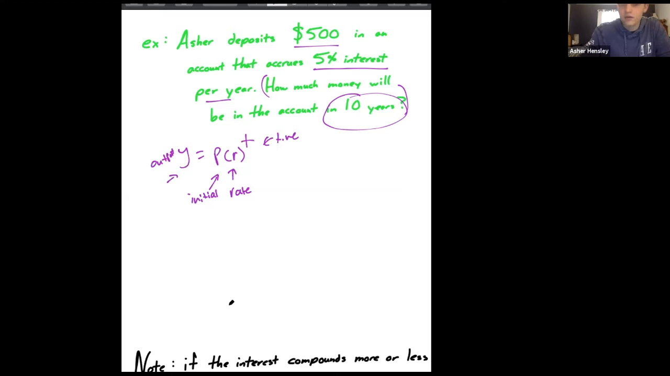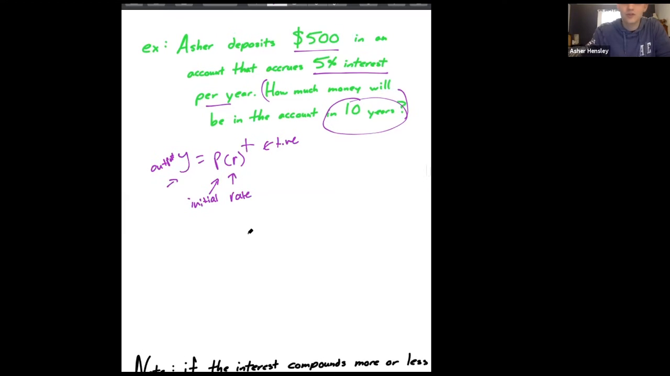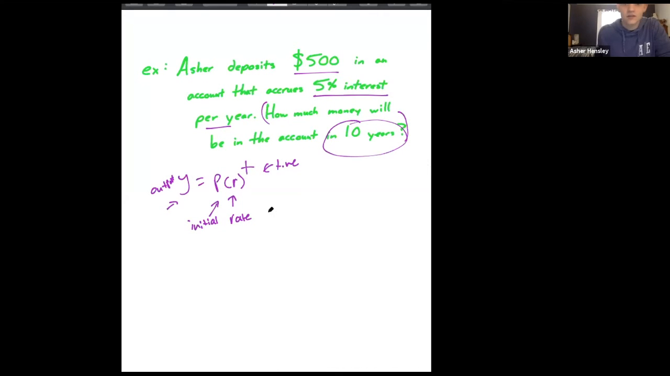Rachel Matthew, why don't you tell me how to input these numbers into this equation? Okay, so would it be y equals 500 times 0.05 to the power 10? Super close. If I accrue 5%, what am I doing? Am I adding or subtracting money? You're adding. I'm adding money.